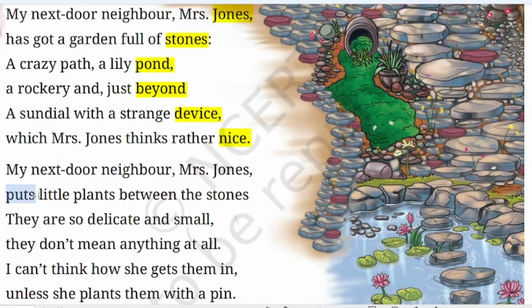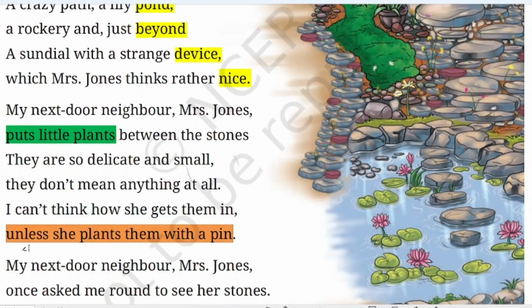Now here you see "puts little plants". P, so alliteration. We can say it is alliteration. Puts little plants here. P, pa, pa. Pa sound is there. So it is alliteration: puts and plants. Then what else can we see in this? We can see here, unless she plants them with a pin. That is something humorous, isn't it? Planting a plant with a pin. So this is a hyperbole used in this poem.